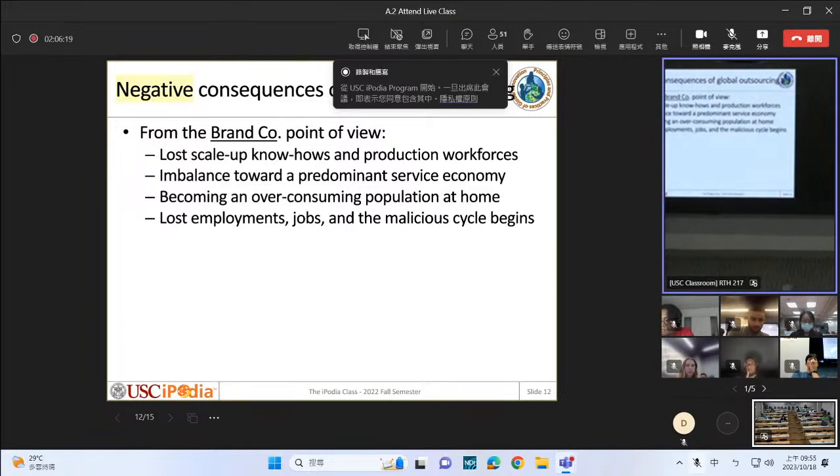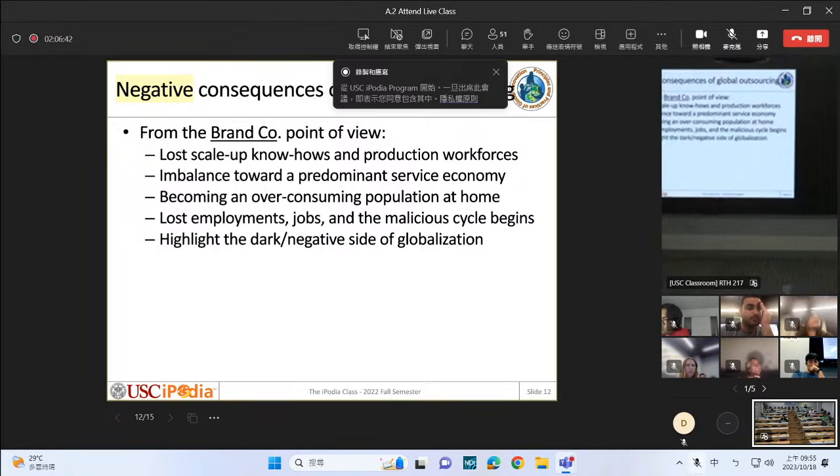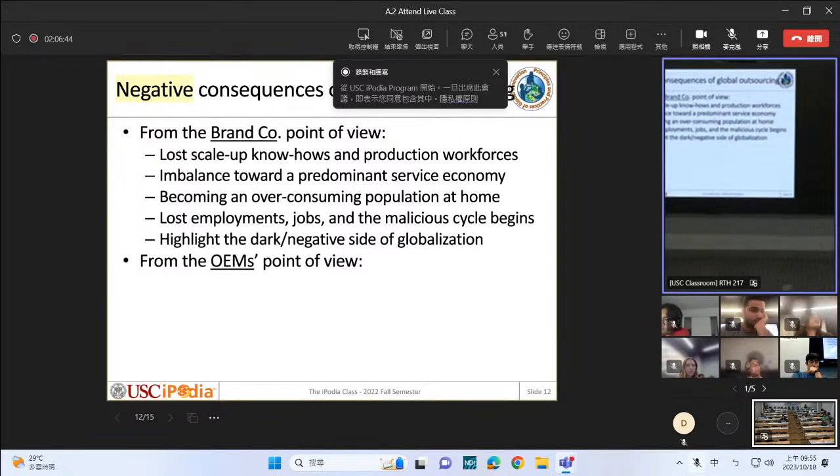So the cycle. And this lost employment is not only lost headcount, the workforce starts to lose the ability to improve their skills. That's the problem. So in the long term, you really have a population which has no updated skills and has no job. So even if you bring the jobs back now, they cannot do it. That's really the problem. And okay, so that's the negative side. Okay, from the OEM point of view, becoming an overproducing economy.